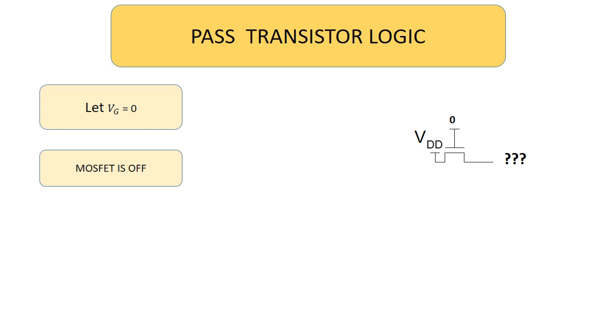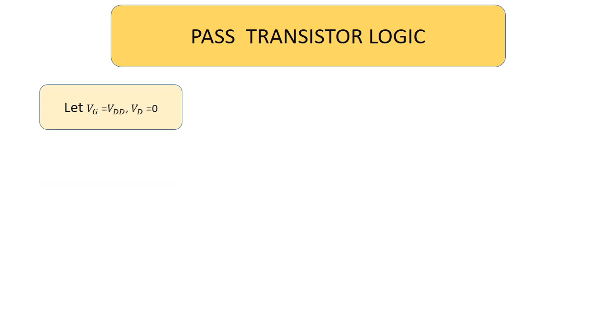Consider the next case when the gate voltage is 0 and the drain voltage is at VDD. Even though the drain voltage is high, the MOSFET cannot conduct because its gate voltage is 0. Consider the third case when the gate voltage is VDD and the drain voltage is 0. Now the MOSFET does not have any problem in maintaining VT between the gate and the source. It passes 0 as such.